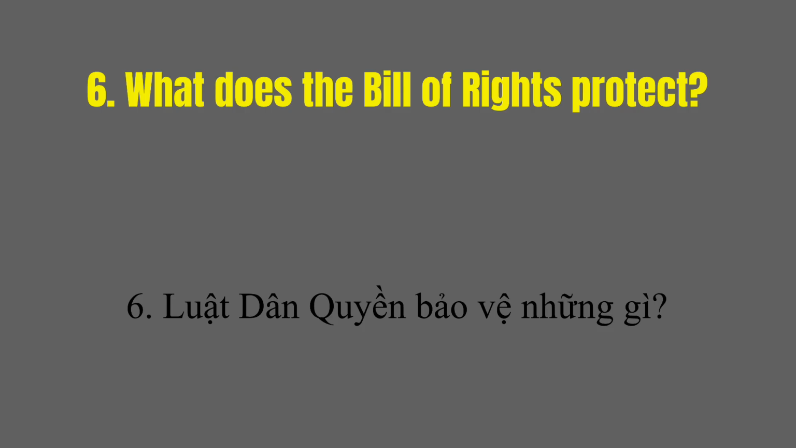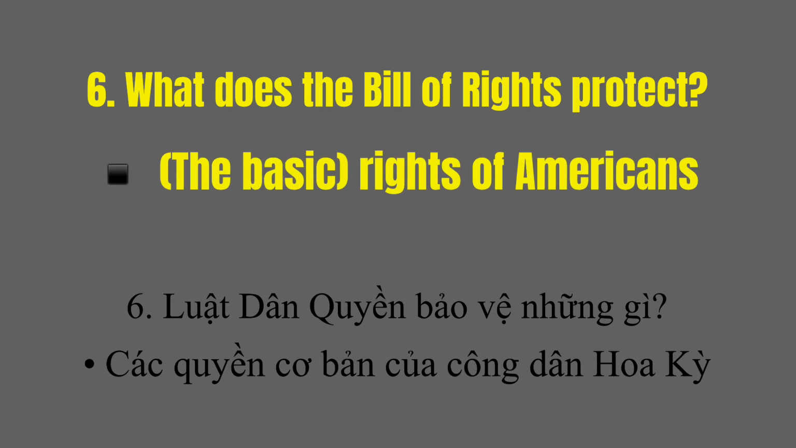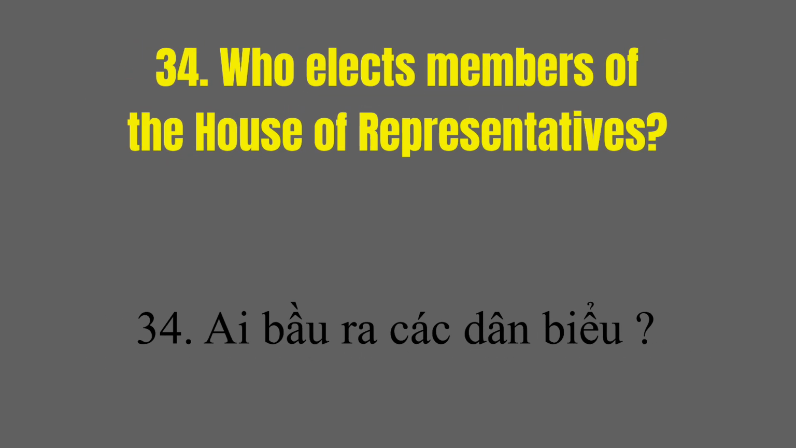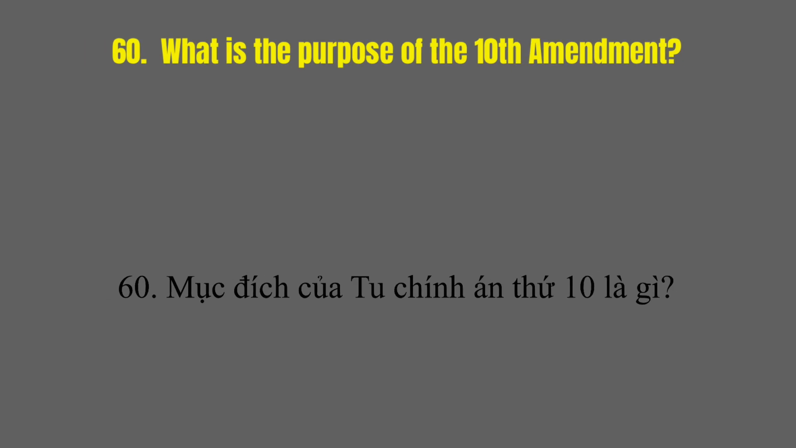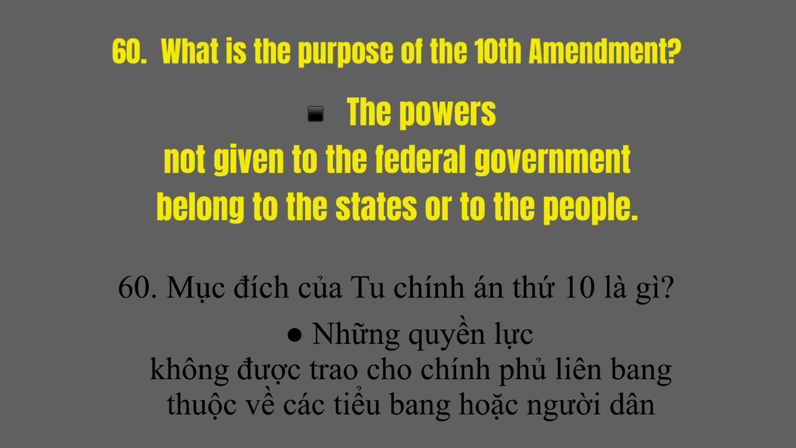What does the Bill of Rights protect? The basic rights of Americans. Who elects members of the House of Representatives? Citizens from their district. What is the purpose of the 10th Amendment? The powers not given to the federal government belong to the states or to the people.